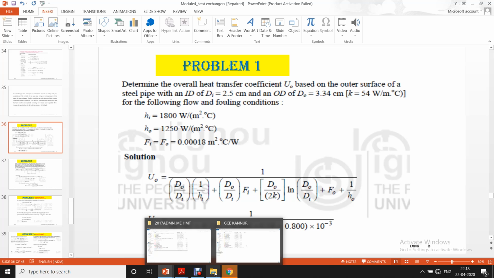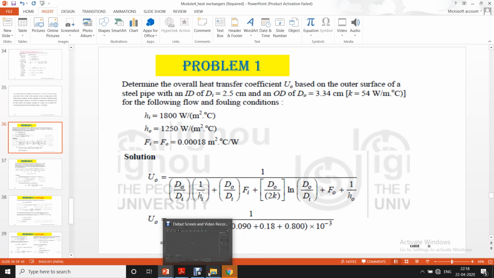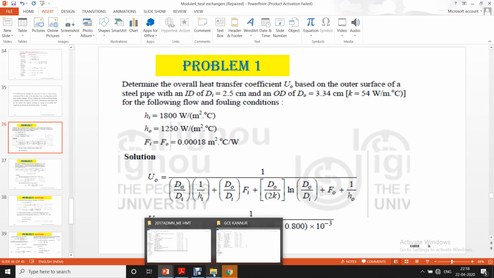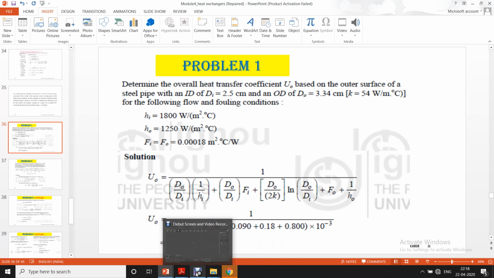In this lecture we will discuss some problems and the solutions from heat exchangers. Normally the types which are being asked for the university examination, ME302 Heat and Mass Transfer of KTU. Let's see the questions one by one.